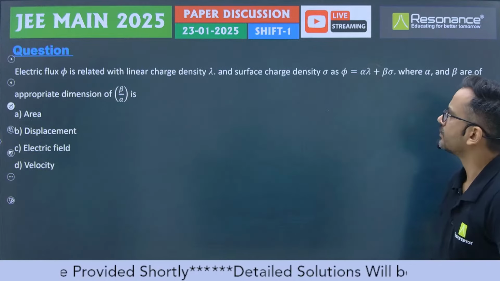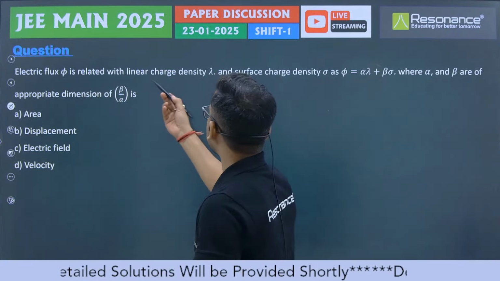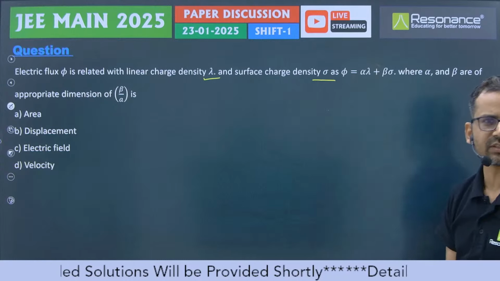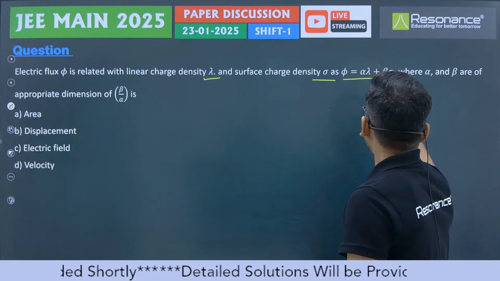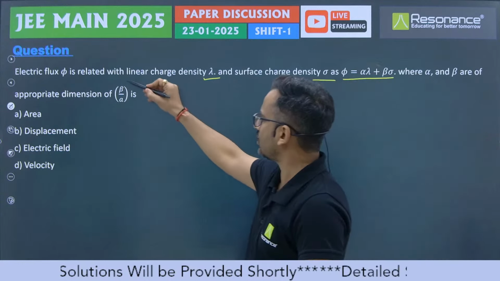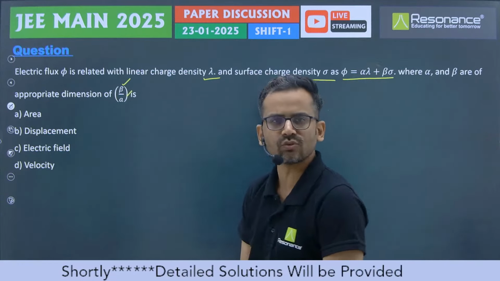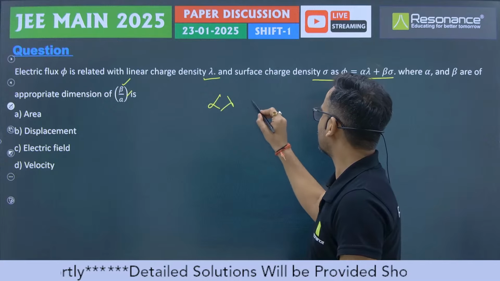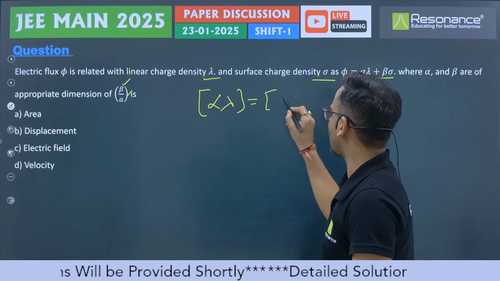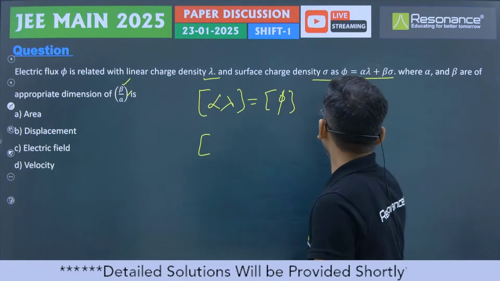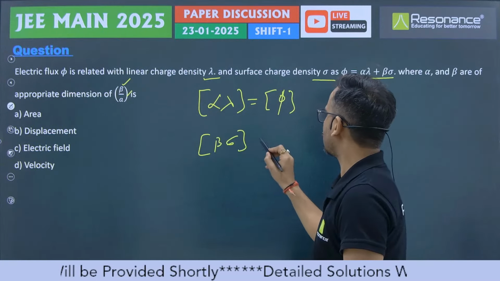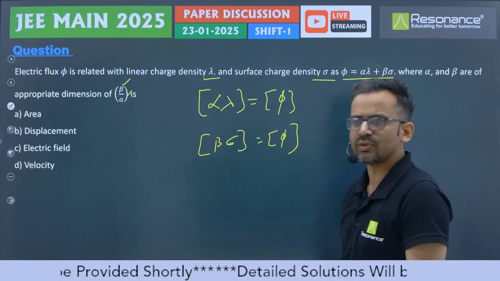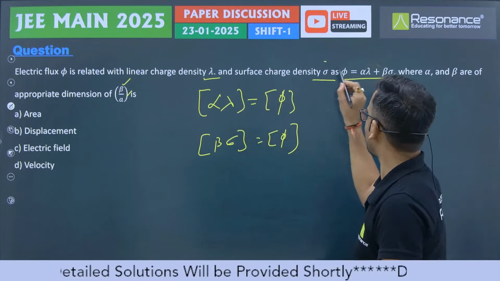Now moving to the next one. The electric flux phi is related with the linear charge density lambda and the surface charge density sigma, which are given. Now this is phi, and they are asking us for the dimension of the ratio of beta to alpha. So here the dimension of alpha into lambda will be equal to the dimension of phi, and the dimension of beta into sigma will also be equal to the dimension of phi, the flux. Because they are in addition and subtraction format, obviously their unit and dimension will be the same, right? All the terms will have the same unit and dimensions.